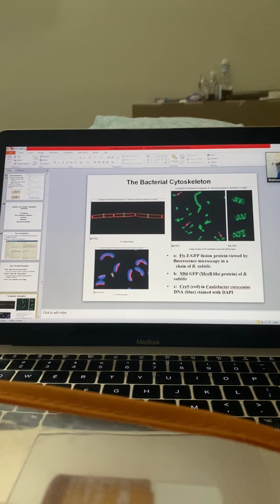So you can put these cells under the fluorescent microscope, and you'd be able to locate where those proteins are, the fluorescent proteins, okay? So these are attached. This GFP fluorescent protein is now attached to the FtsZ product. So the FtsZ-GFP fusion protein is being viewed by fluorescence microscopy in a chain of Bacillus subtilis.